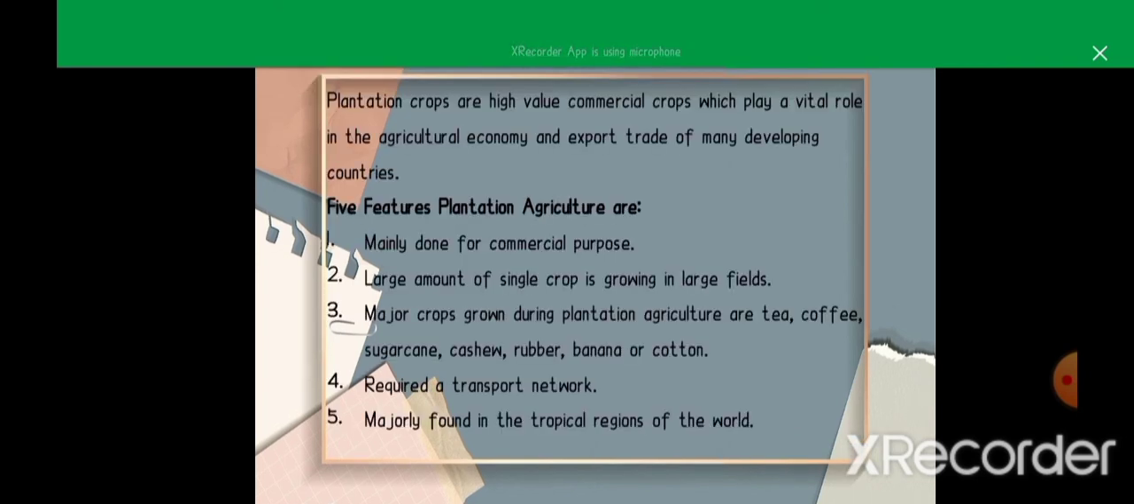Plantation crops are highly valued commercial crops which play a vital role in the agricultural economy and export trade of many developing countries. In other words, the crops are valuable commercial and agricultural economy because people can export trade. There are 5 features: plantation agriculture is mainly done for commercial purposes. A large amount of single crop is grown in large fields. Major crops grown during plantation agriculture are tea, coffee, sugarcane, cashew, rubber, banana, or cotton. It requires a transport network, and is majorly found in the tropical regions of the world.